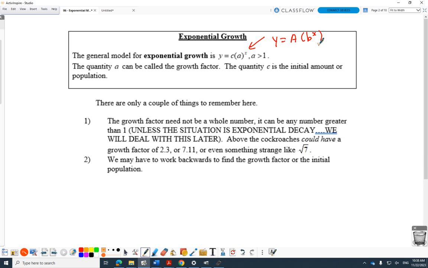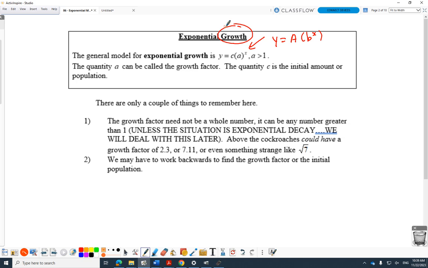Now, this says A greater than 1. A doesn't have to be greater than 1 unless it's going to be growth. If this thing's going to increase and get bigger, that A value will be greater than 1. Okay? If that confused you, just hold on. I'm going to deal with those in this lesson. The quantity A can be called the growth factor. It's not always called the growth factor. Some textbooks call it something different. And the quantity C is the initial amount or the population. In this case, my cockroaches had population 5 to start with. There are only a couple things to remember here. The growth factor does not have to be a whole number.